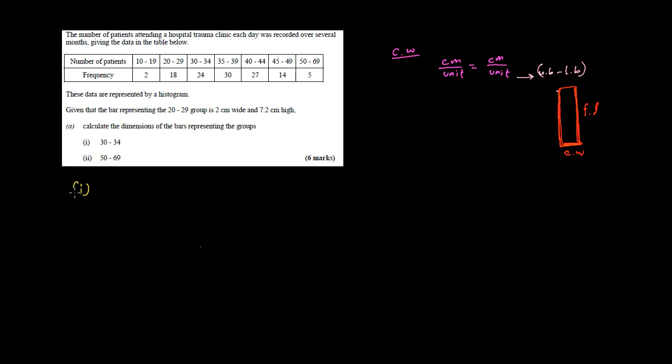So in number 1, the information that is given here is the bar representing the 20 to 29, this one here, 20 to 29. It has a frequency of 18, and it is 2 centimeter wide. So they are talking about the class width. So using the class width, we can write the given information. This one is 2 centimeters wide.